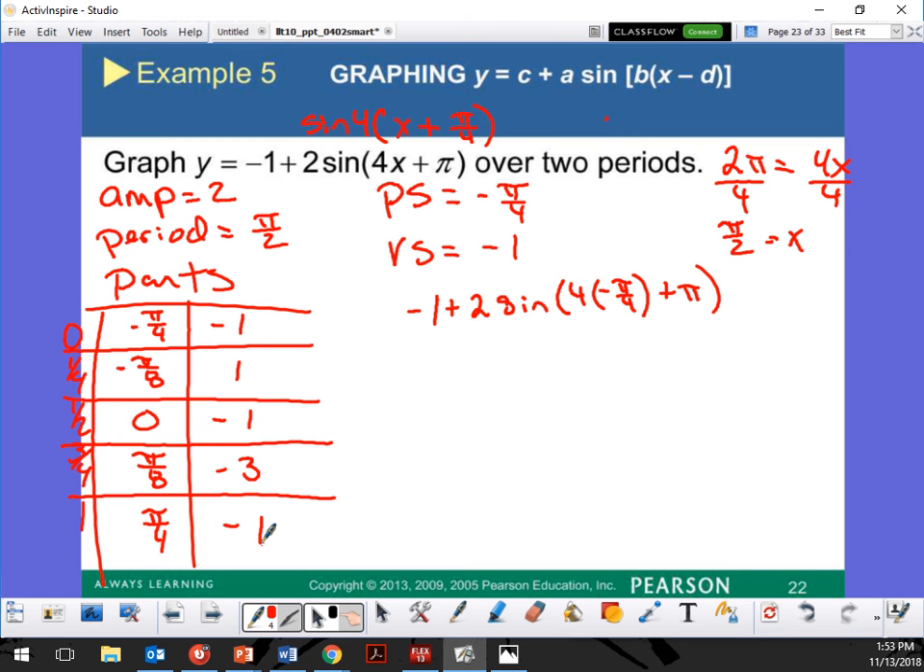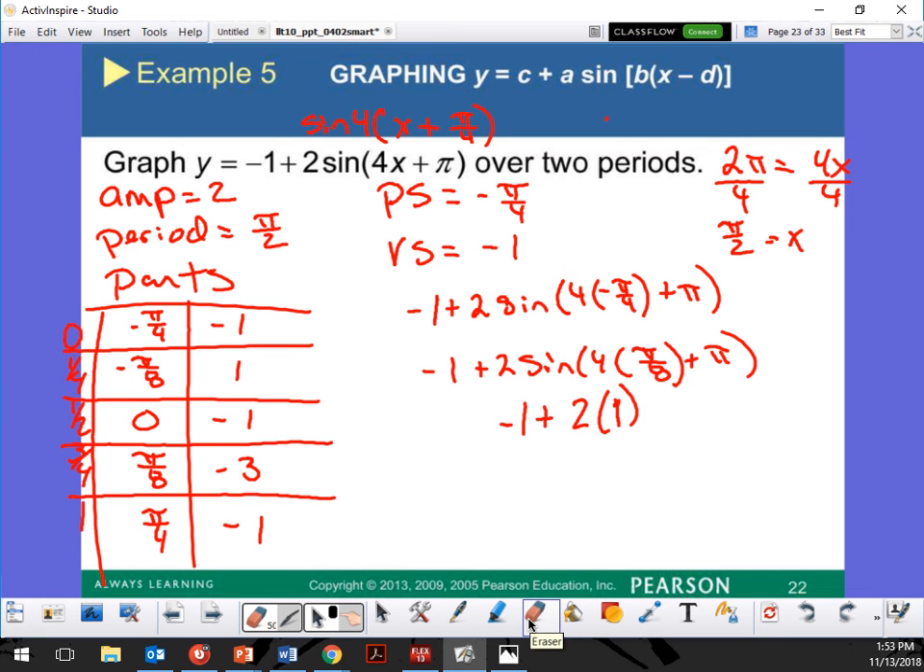I got 1 for that one. Which one? Pi over 8. So let's see. It's -1 plus 2 sine of 4 times pi over 8 plus pi. So it's going to be pi over 2 plus pi, that's 3 pi over 2. Sine at 3 pi over 2 is going to be 1 times 2 plus -1. So it's going to give me +1. Oh, you're right.